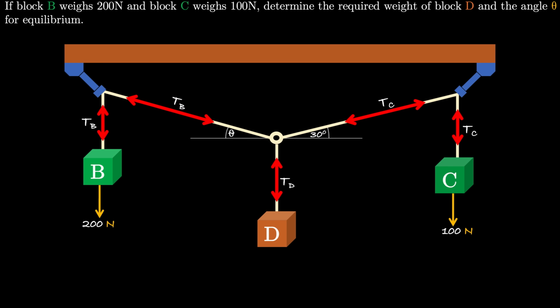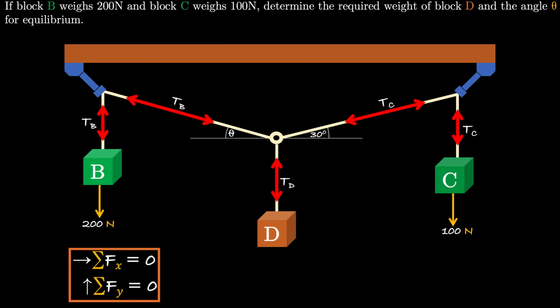Since the system is in equilibrium, all we have to do is write our static equilibrium equations. That means the sum of all the forces acting along the x-axis and the sum of all the forces acting along the y-axis should be equal to 0. We're going to use those two equations to find the weight of block D and the angle theta. So now let's draw our imaginary y-axis.